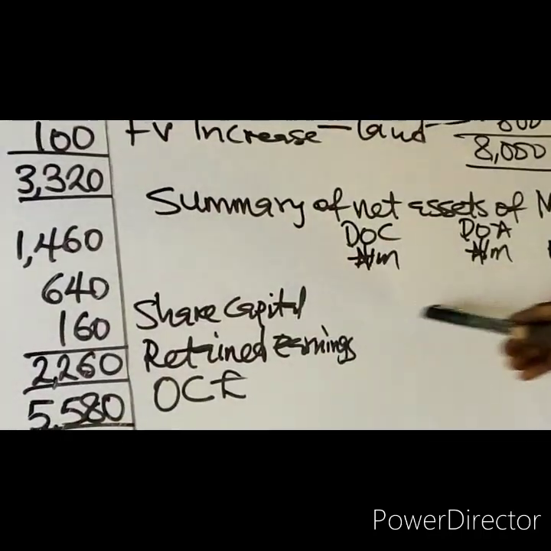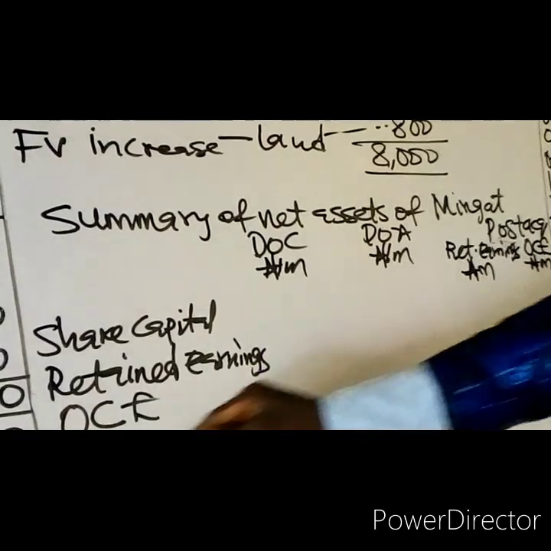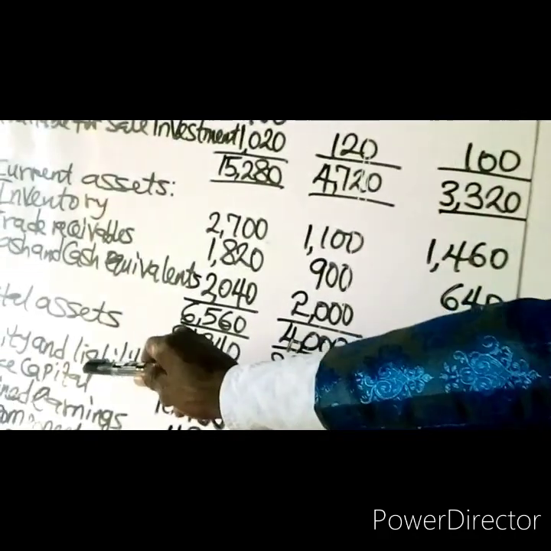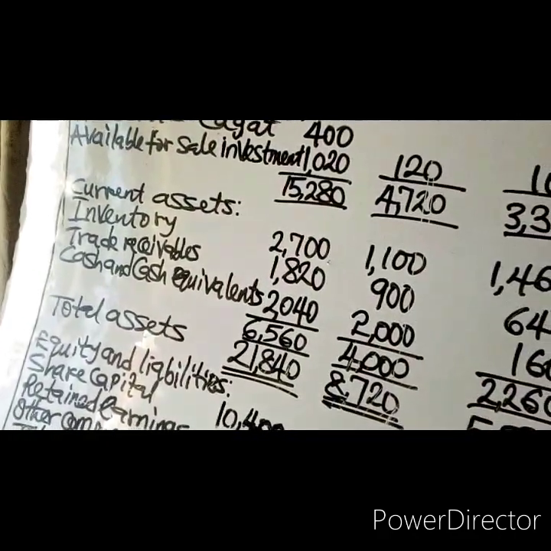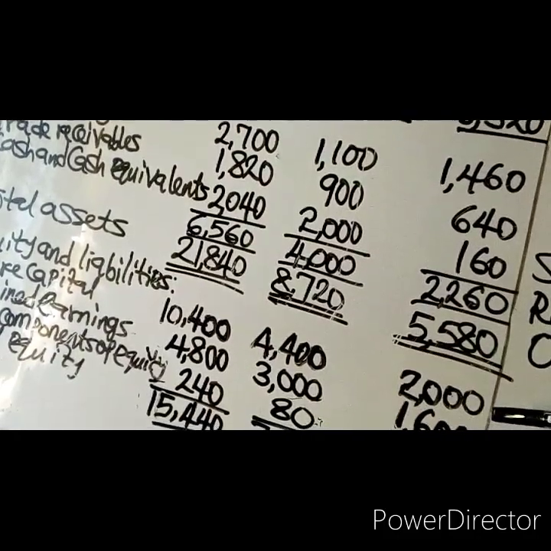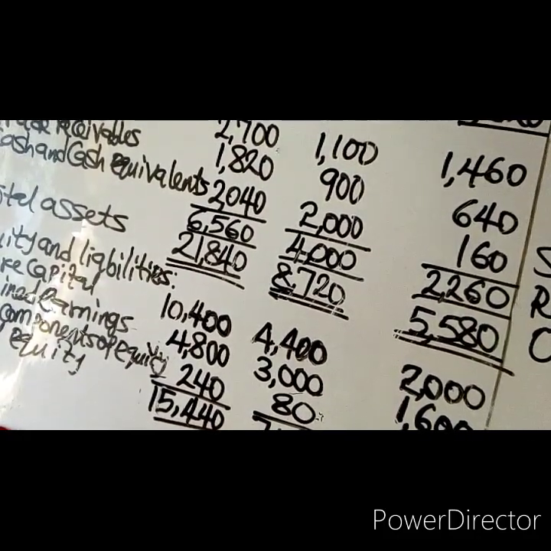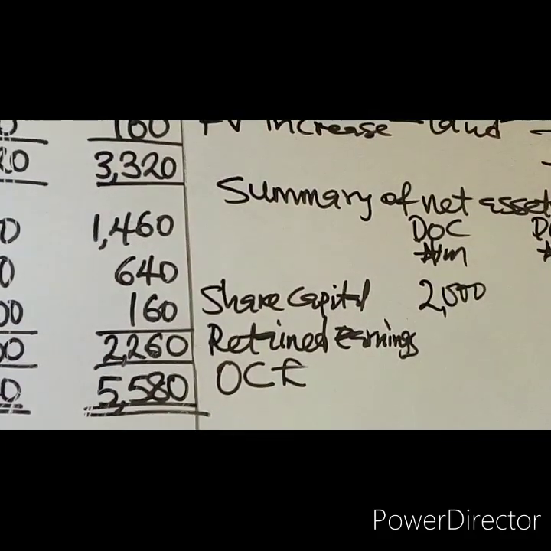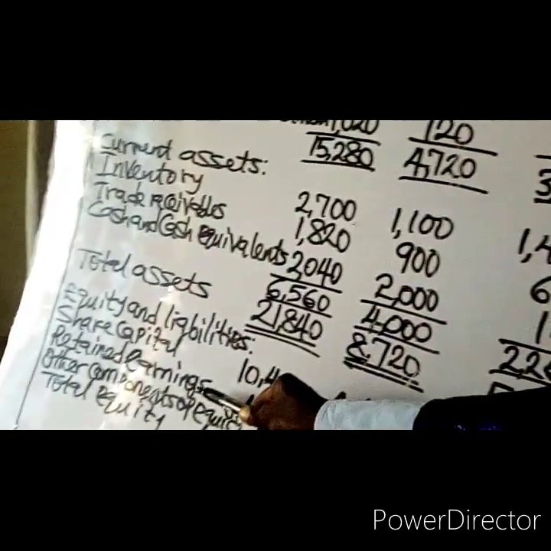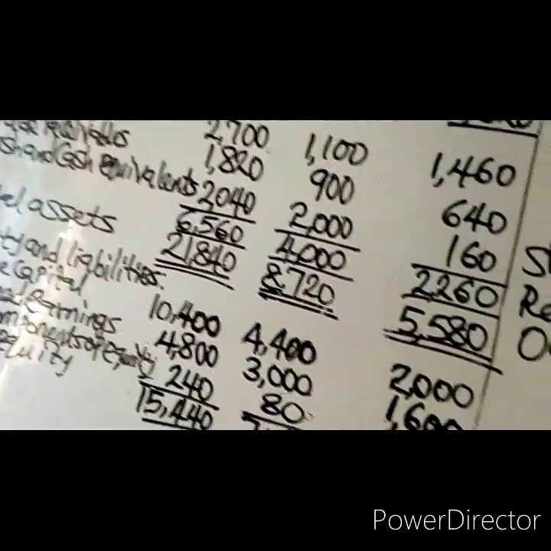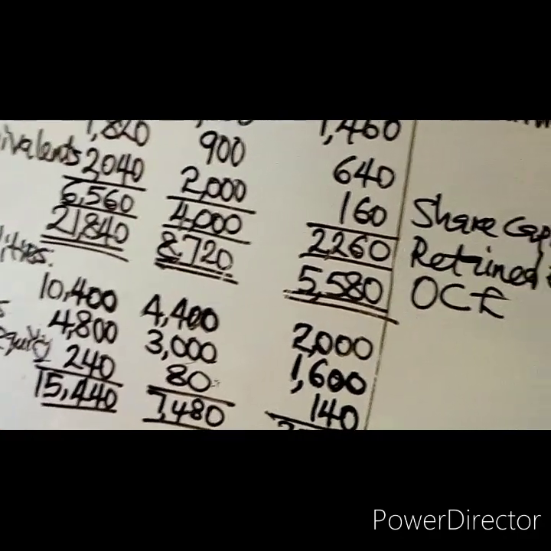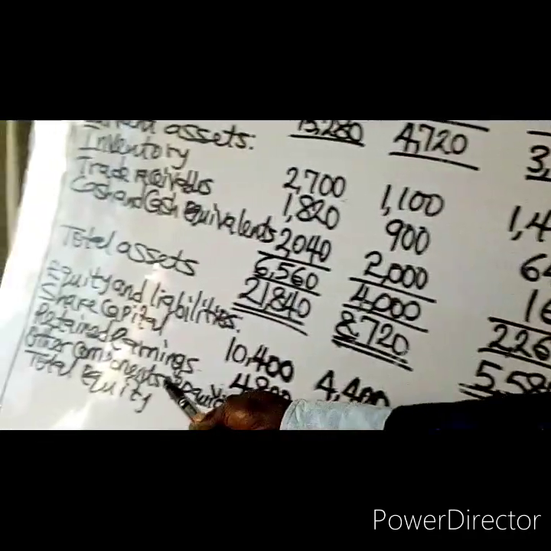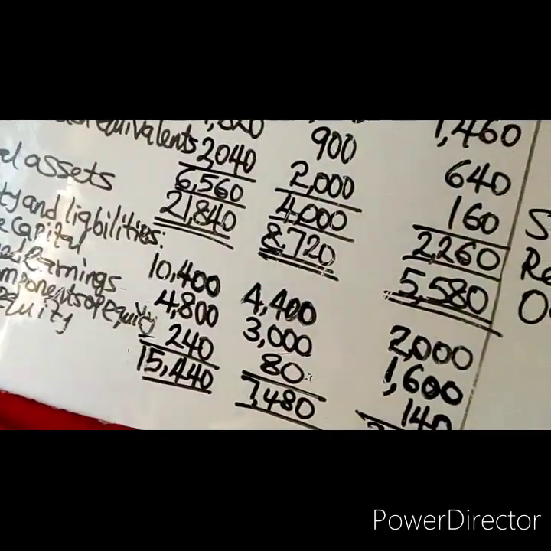Share capital. So the share capital of Mingat is 2,000. Then we also have retained earnings of 1,600. We have other components of equity, 140.